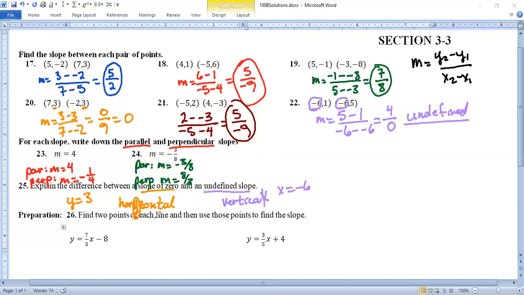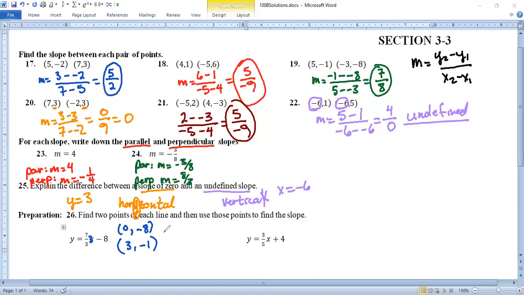It says find 2 points on each line and then use those points to find the slope. So here we have y equals 7/3 x minus 8. It said find 2 points. I'm going to stick in 0 for x because that's a nice easy one. 7/3 times 0 is 0, minus 8 is a -8. The next one I'm going to stick in is, I think I'll stick in the number 3. If I stick the number 3 right there, then that will cancel and I'll get a nice non-fraction. So I'm going to stick in 3 for x. And you could pick any number you wanted to, 5, 8, -1, 1, whatever. I just chose it because it would cancel the fraction nicely. 7/3 times 3 is 7, minus 8 is a -1.